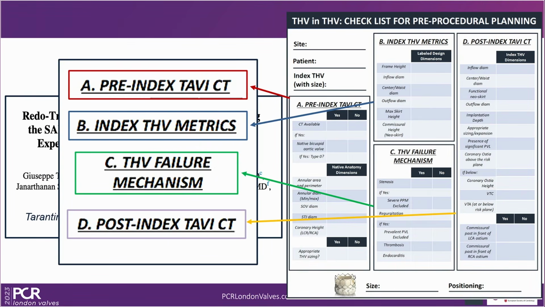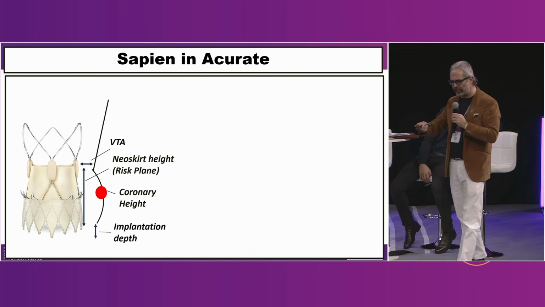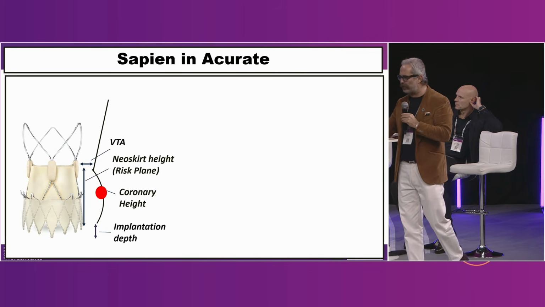One is the CT scan evaluation before the first TAVI. We have seen the cases. Second point is to know exactly what the first valve is, the index THV matrix. So when you say Accurate 25, you need to know the metric of this valve, the inflow and the outflow. You need to know the neoskirt that you create. You need to know everything of this valve. Then you have to know the mechanism of failure, that is remarkable. And finally, you need to review the CT scan of the first THV. Let's make 2 examples and then I've finished. SAPIEN in Accurate and vice versa.